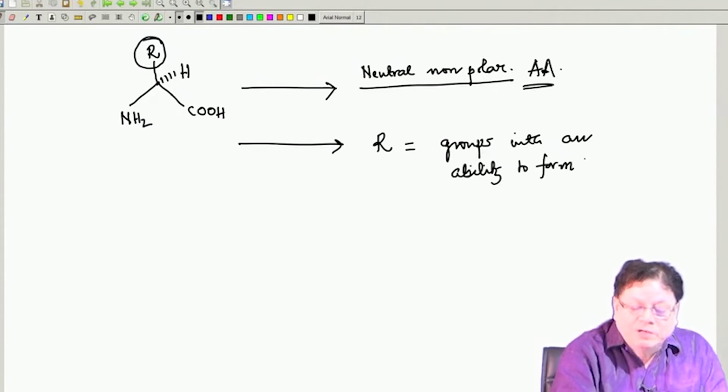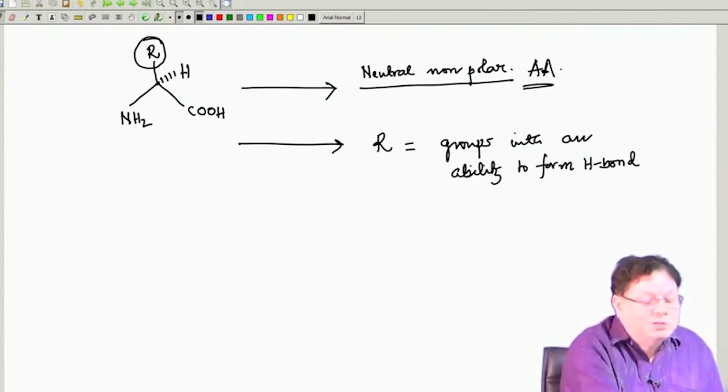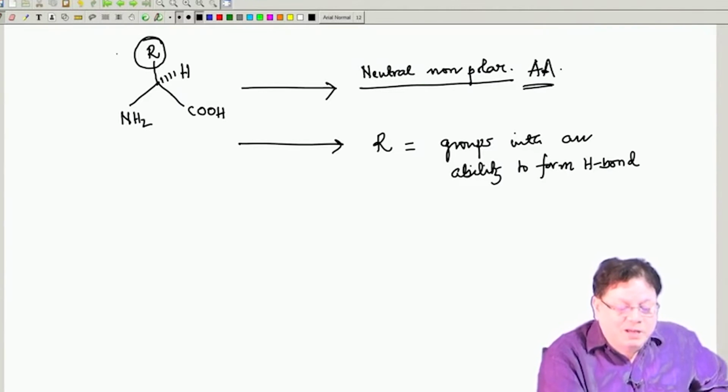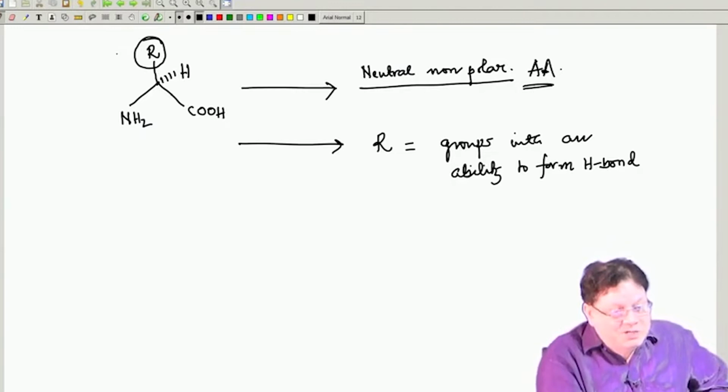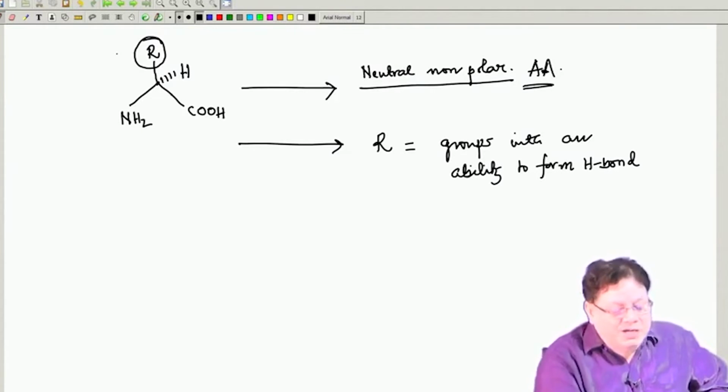To form hydrogen bonds. Okay. So, they are again neutral. Now, neutral means we are talking about the charge present in R. That is our classification of neutrality. Okay. We are not talking about this NH2 and CO2H. Obviously, they can be ionized. So, our neutrality is based on this side chain R.